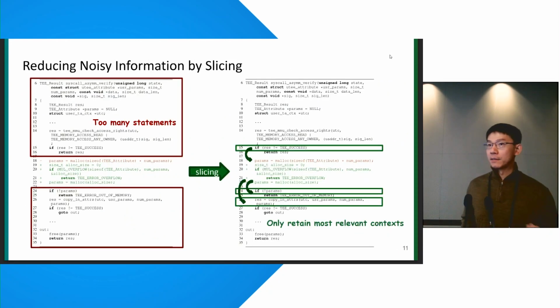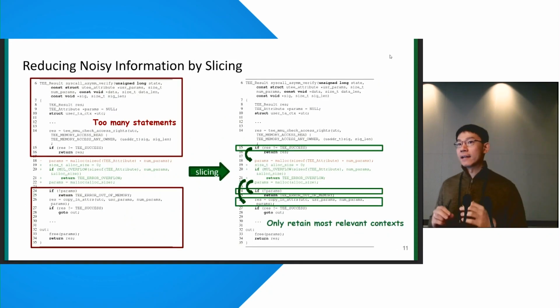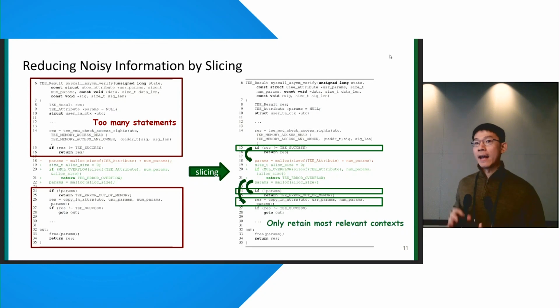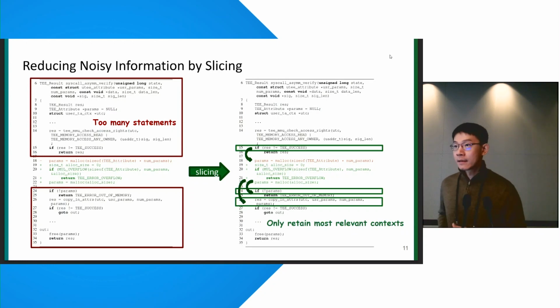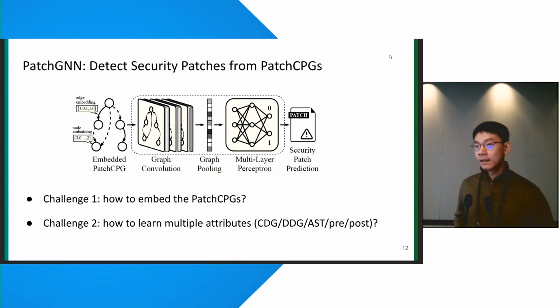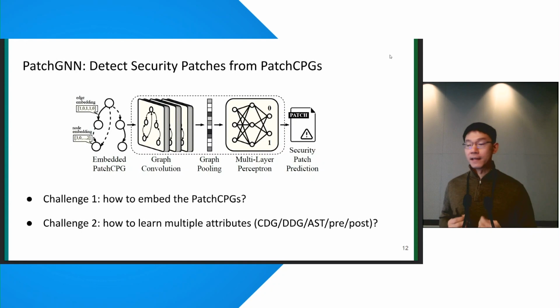But after getting the PatchCPG, we face a small issue: the PatchCPG is too large and contains much noisy information from its context. So in our solution, we also perform code slicing to reduce the graph size and to generalize the model capability. The slicing principle is that for the context in the PatchCPG, we only retain the context statements that are directly connected to the added and deleted nodes. Then we design a patch-tailored graph neural network model called PatchGNN to identify the security patches.